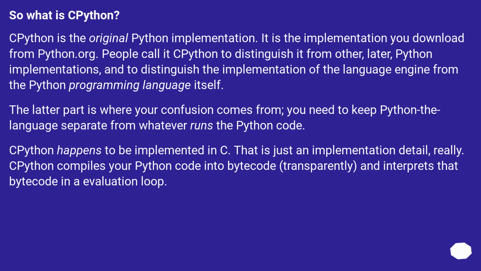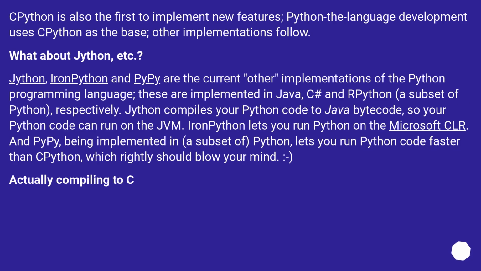You need to keep Python the language separate from whatever runs the Python code. CPython happens to be implemented in C. That is just an implementation detail, really. CPython compiles your Python code into bytecode, transparently, and interprets that bytecode in an evaluation loop. CPython is also the first to implement new features. Python the language development uses CPython as the base, other implementations follow.